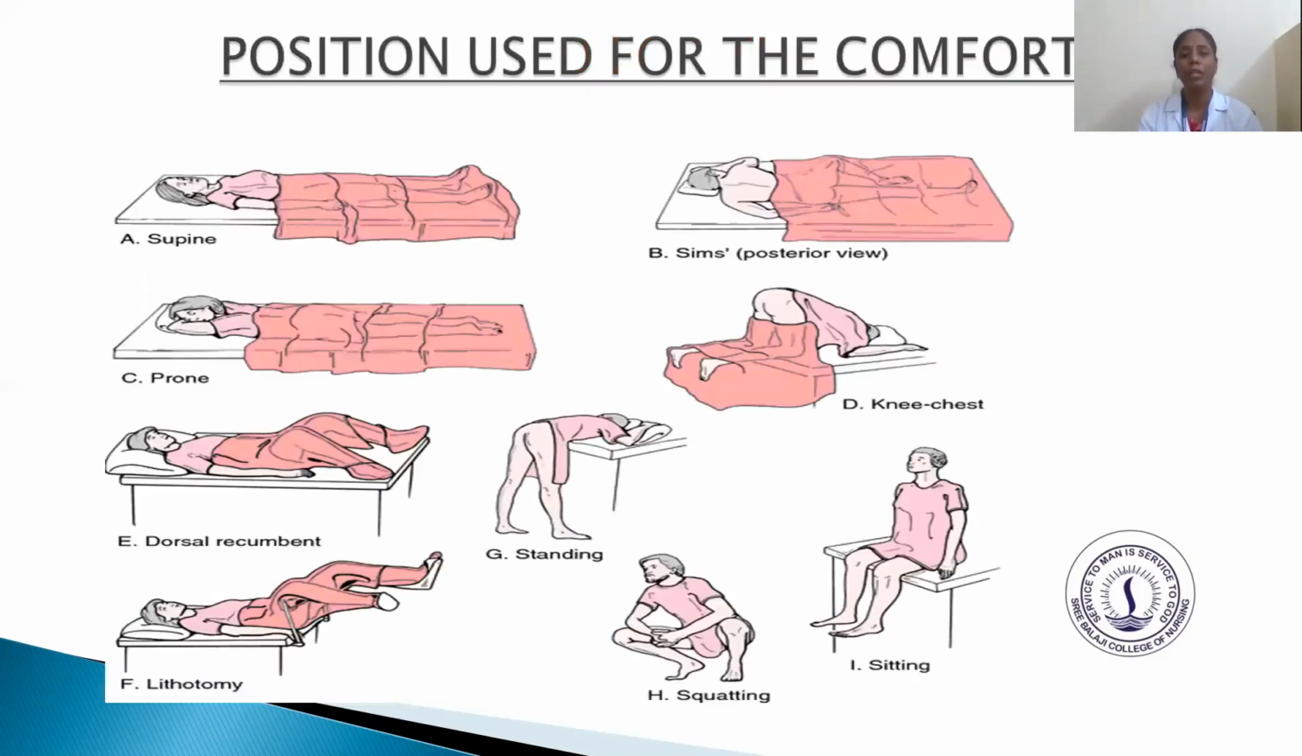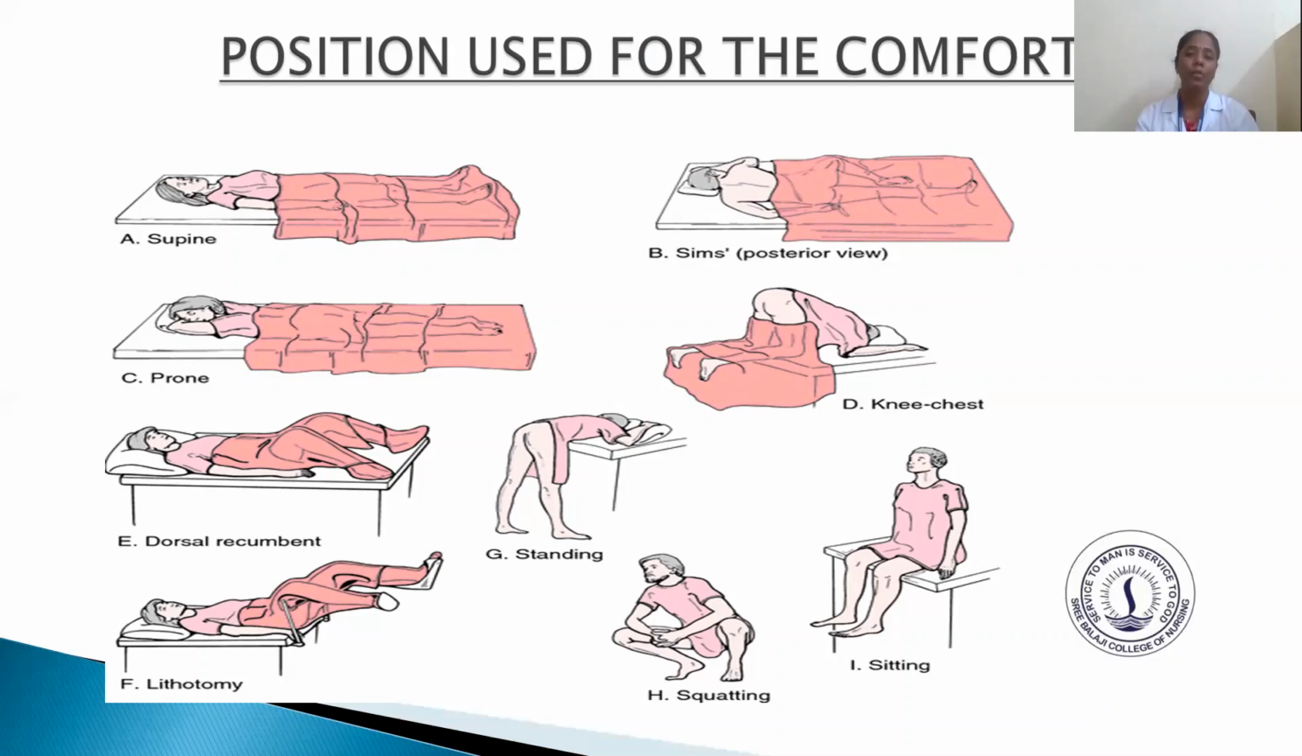Next, we move to the positions used for comfort. One is supine, another is Sims, prone, knee chest, dorsal recumbent, standing, lithotomy, squatting, and sitting. In supine, the patient lies down on the bed without a pillow, with the two hands resting on both sides of the body.